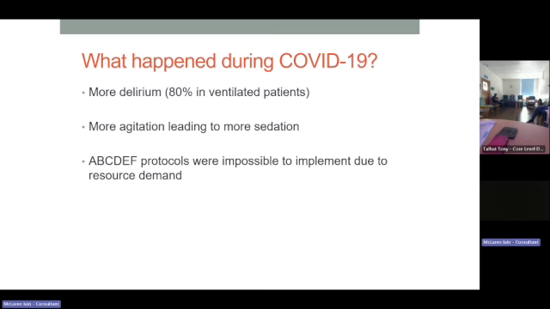And the normal ABCDEF protocols were impossible to implement. You couldn't have relatives inside the unit to help. And doing a lot of things we normally do or would want to do became very difficult. And that was reflected in a higher incidence of delirium, probably a higher incidence of PTSD in COVID survivors.